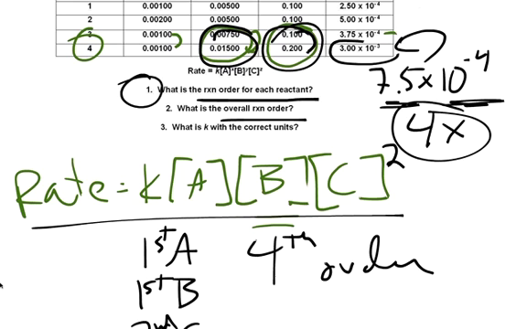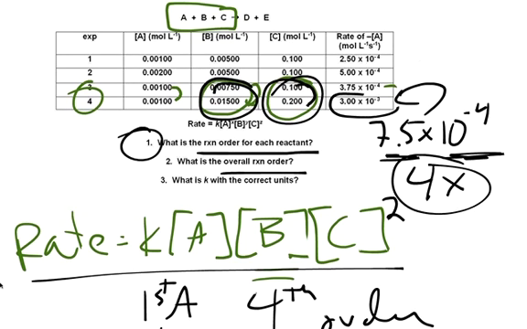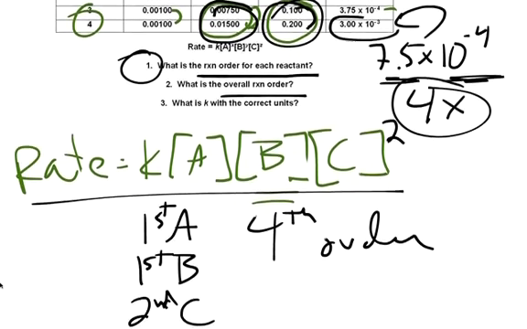So we'd add up all the individual reaction orders, we get the overall order, and it says, what is K with the correct units? Well, we could do that. We'd plug in each of these concentrations, plug in a rate, and again, it doesn't matter which experiment we do, because we should get the same if we ran it at any of them.